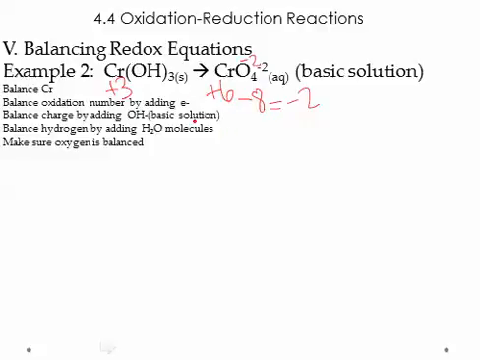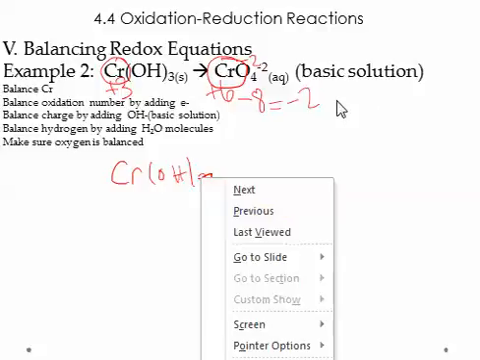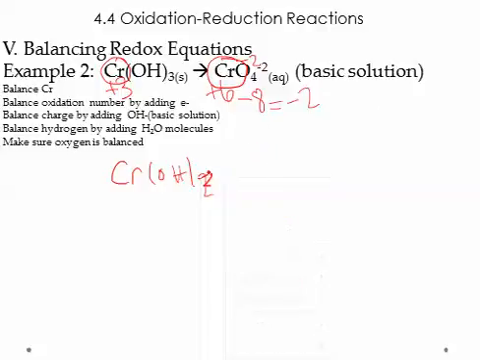So it is losing electrons because it's becoming more positive. So chromium is being oxidized. The first thing we need to do is balance the chromium. There's one chromium on our reactant side, one chromium on our product side, so that is balanced. The next thing we need to do is balance the oxidation numbers.